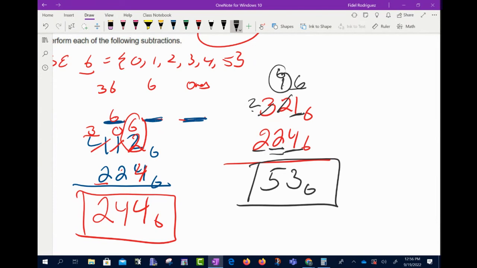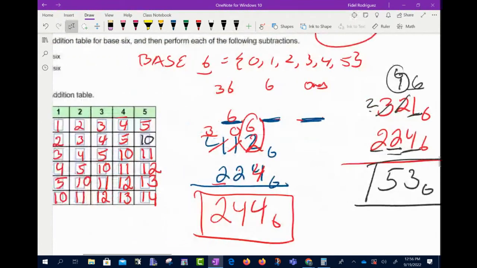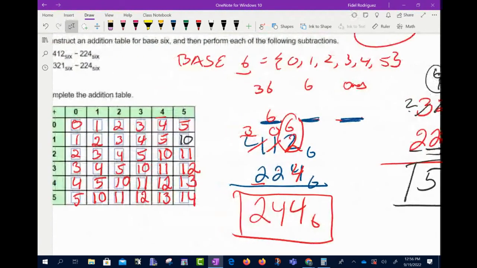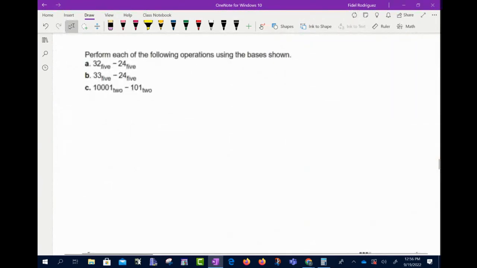Does anybody have any questions on how we subtracted base 6? Does it make sense how we did it? Yeah, we're okay? All right. It's just not something that we typically think about. So sometimes people have trouble with it. Okay, let's see if we can figure out how to do this next part.